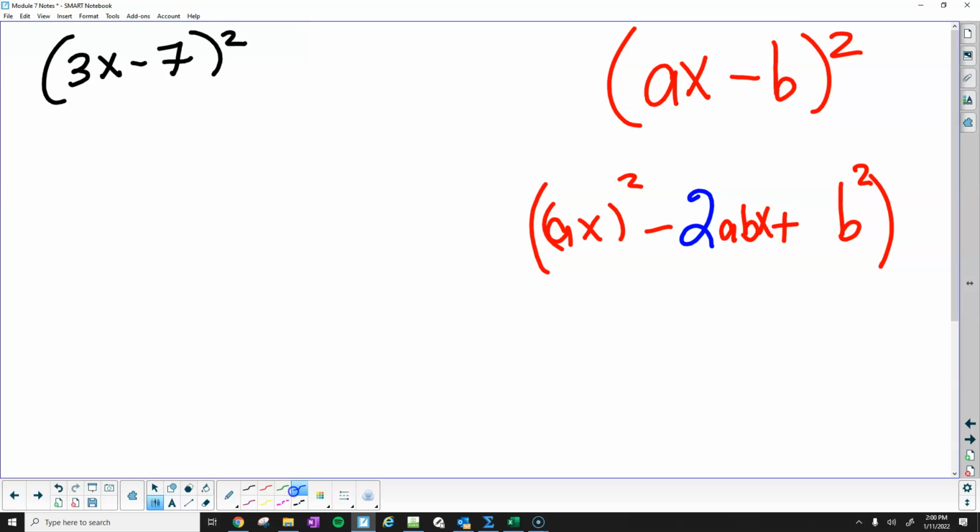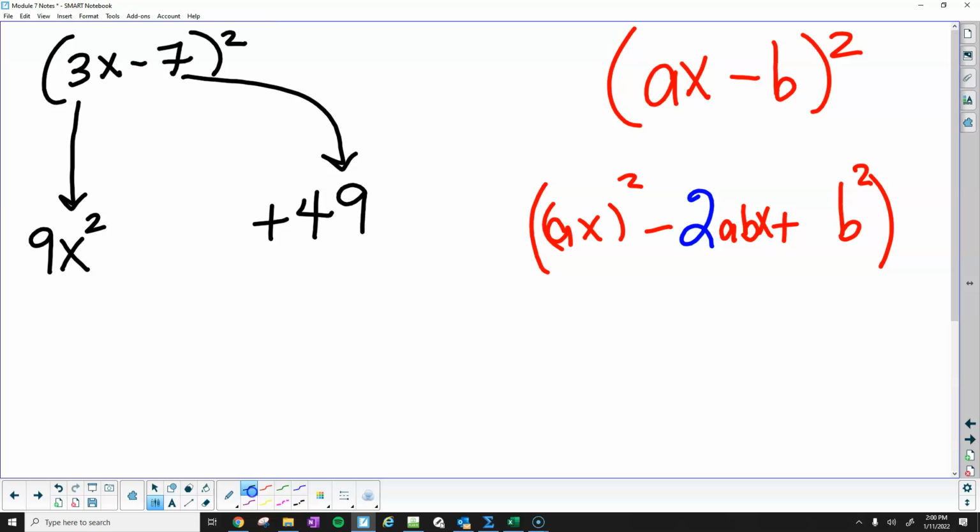Let me just show you what it looks like, because sometimes just working through it is a lot easier than looking at the rule. Let's take this first term and square it. What is 3x times 3x? Yes, so that goes here. And then this is going way over here after you square it. What's negative 7 times a negative 7? That's why it's always a plus at the end, because it's always going to be something squared.